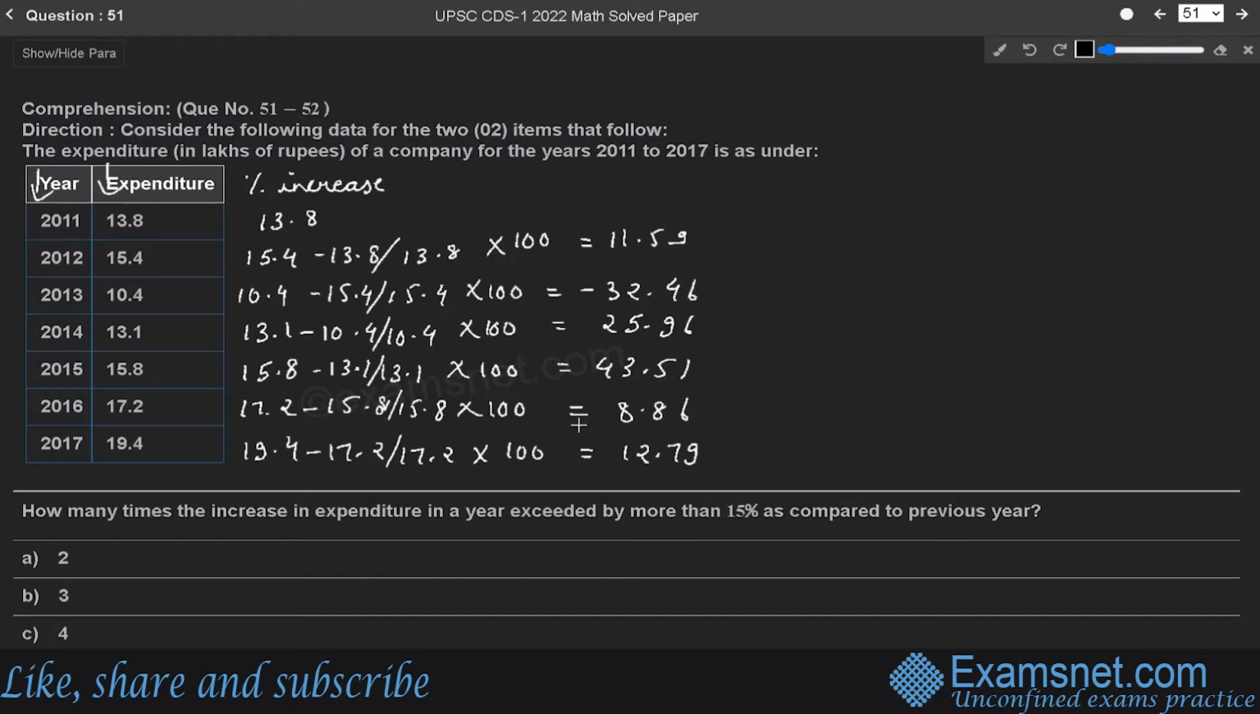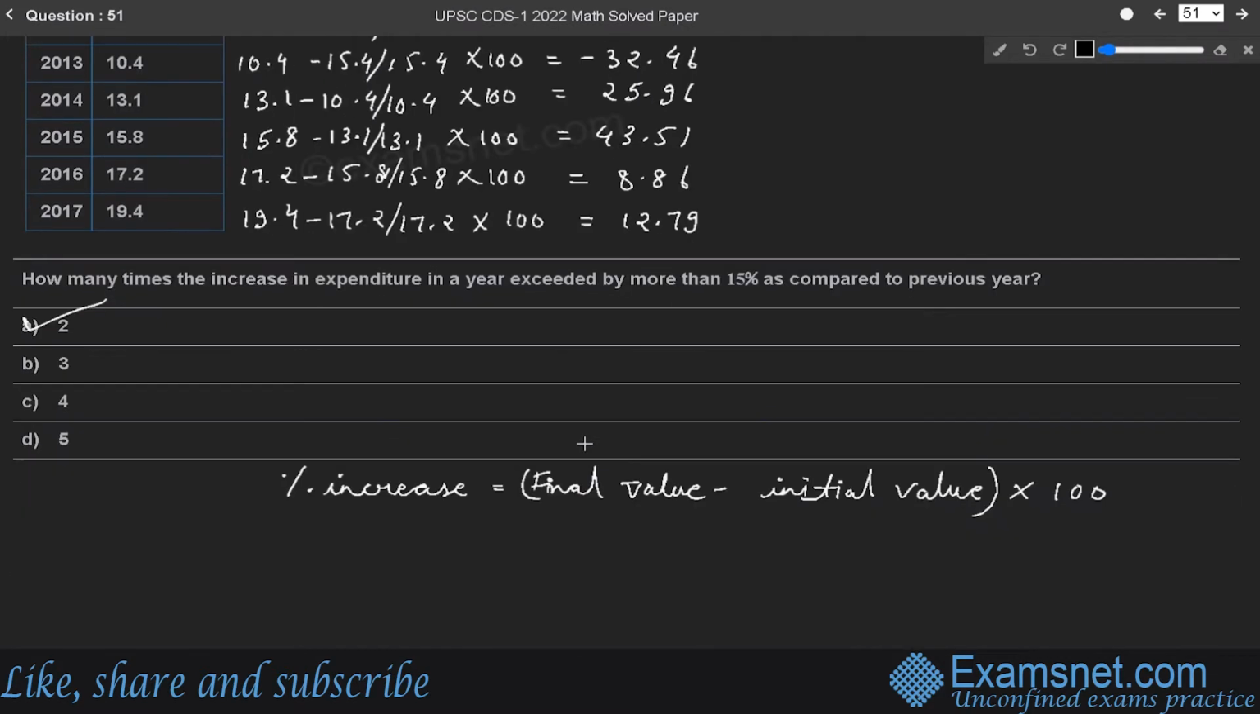to the previous year. Therefore, we can say that the correct answer is 2, because 2 times the increase in expenditure in a year exceeded by more than 15%. So the correct option for this question is option number A. I hope this question is clear to you. In this question, we have found the percent increase by using the formula, which is final value minus initial value upon initial value into 100. So in this way, we find the correct answer for this question.